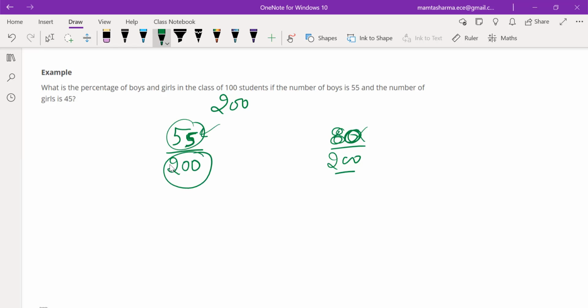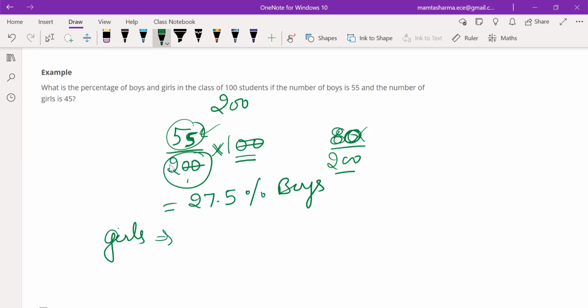Boys are 55, total are 200, and since we are converting into percentage, multiply by 100. If we simplify it, cancel the zeros. Ma'am, it would be 27.5. Yes, 27.5% boys. Ma'am, girls, it would be, again we have to cancel this. I'm 17.5. Okay, Nikhil will tell me.